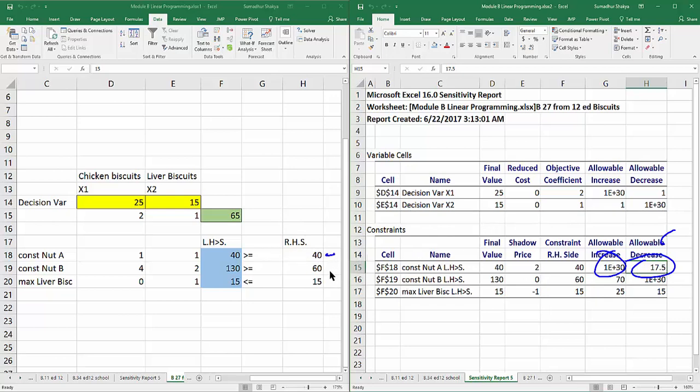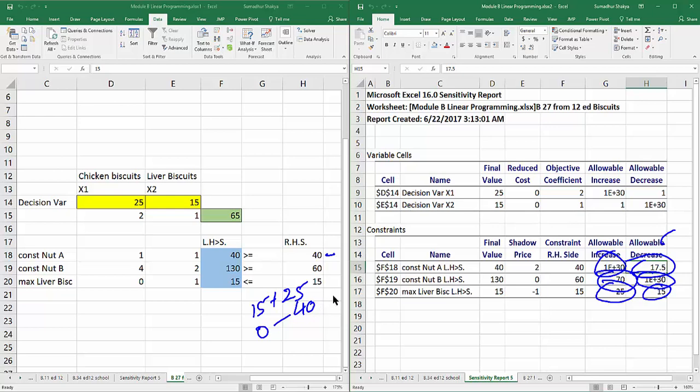Also the allowable increase for the 60 is only 70. Allowable decrease is as much as possible. Now for the last one, the allowable increase is 25 and 15, so it can go from 15 plus 25, and the decrease is 15 minus 15, which is 0. So the range is 0 to 40.